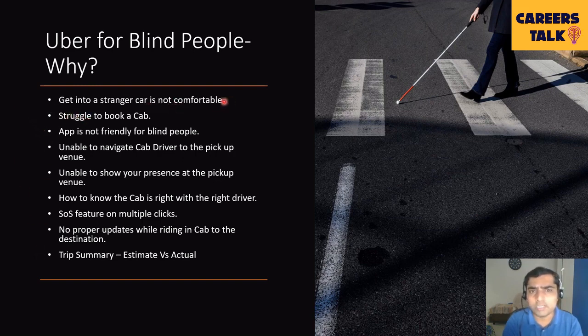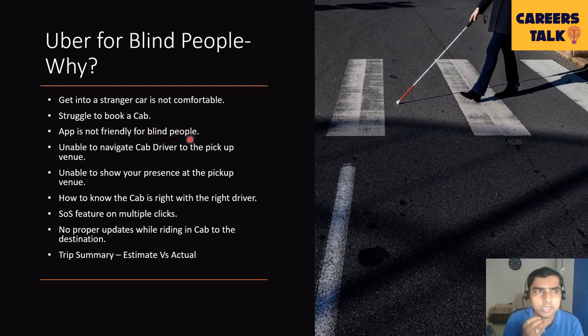Getting into a stranger's car is not comfortable. Yes, it is obvious. For a blind person, it is a safety reason. Are they going in the correct cab? Is that cab going to the right destination? So there's a safety reason. Multiple questions come here. Then, struggling to book a cab. The app is not friendly for blind people. Yes, it is also obvious.